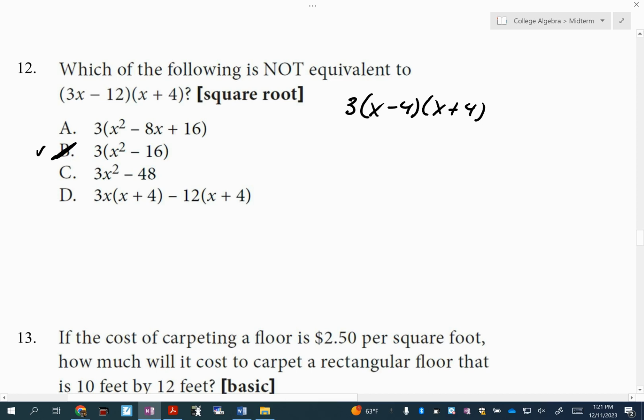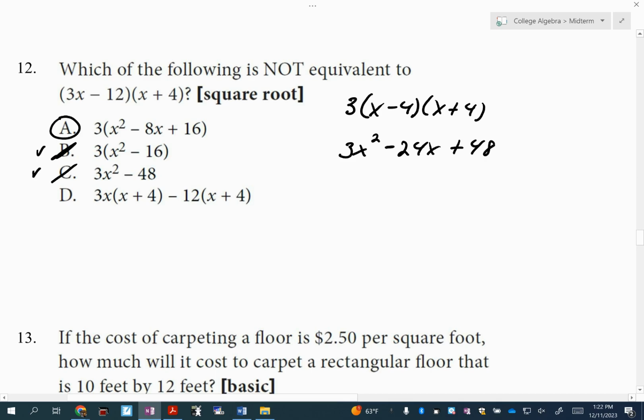If I were to distribute the 3 times x squared, I'd get 3x squared, 3 times negative 16, this one would also be equivalent, so it's not that one. So it looks like it's going to come down to A or B. We could also, if you wanted to, multiply this whole thing out and get 3x squared minus 24x plus 48, right? And you would see that that's not going to get us what we had in letter C. So A will be the answer.